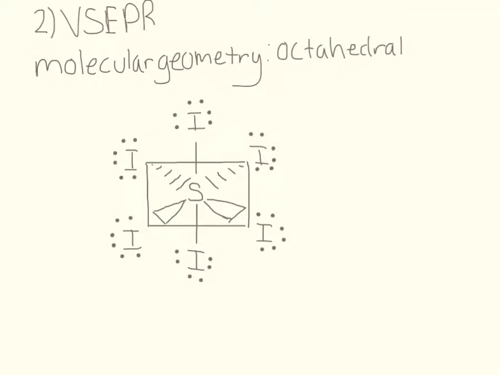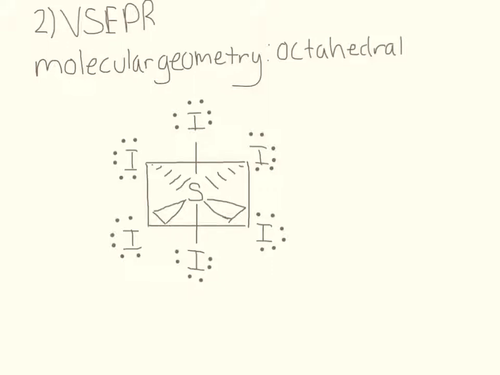Now that we have determined the electron geometry, we can now go into determining the molecular geometry, and then drawing the VSEPR. So in the last slide, we determined that the electron geometry was octahedral, and the molecular geometry would differ from the electron geometry if there was a lone pair present, which there is not. So this means that the electron geometry and the molecular geometry are the same, and that is the octahedral.